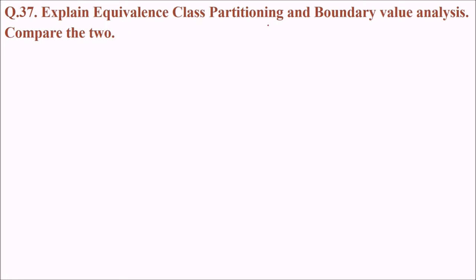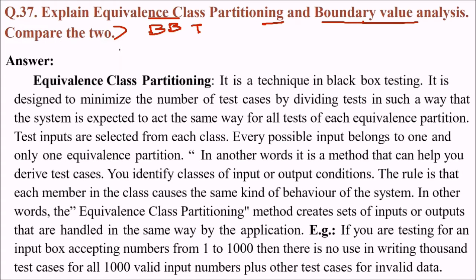Explain the equivalence class partitioning and boundary value analysis and compare the two. So when we are talking about black box testing or black box test design, the test case design for black box testing is done by equivalence class partitioning and boundary value analysis criteria. Equivalence partitioning, as I said, is a technique in black box testing, and this is done why?